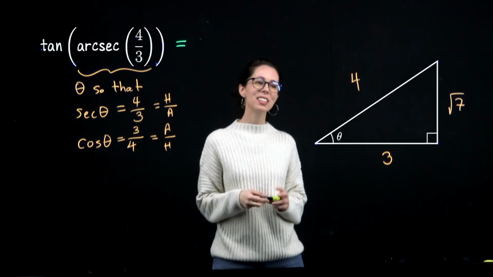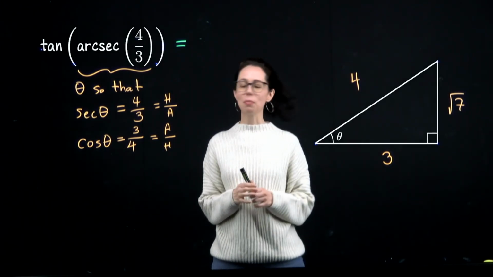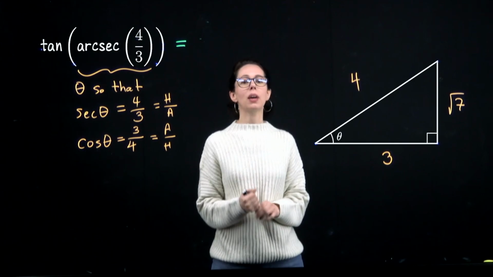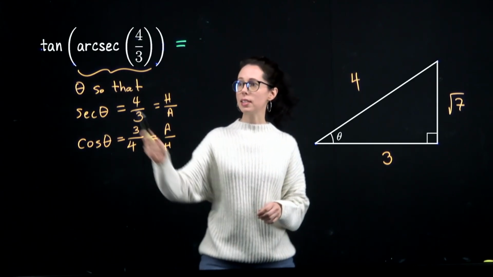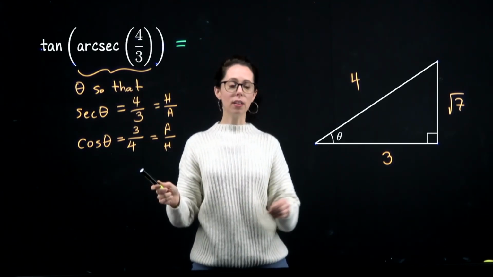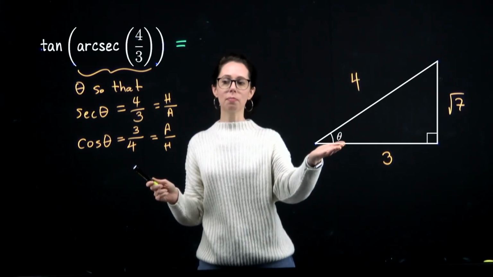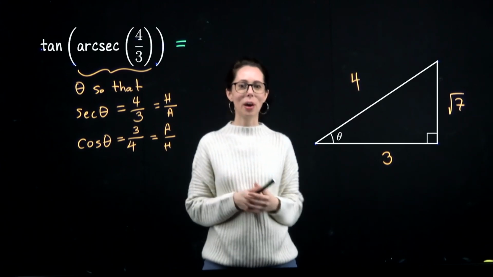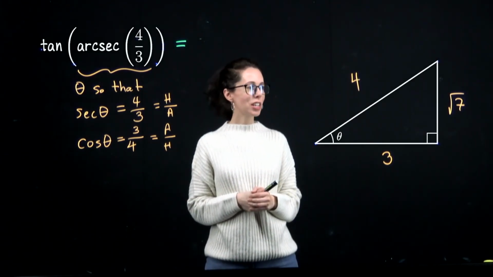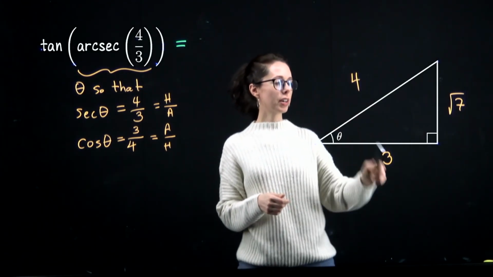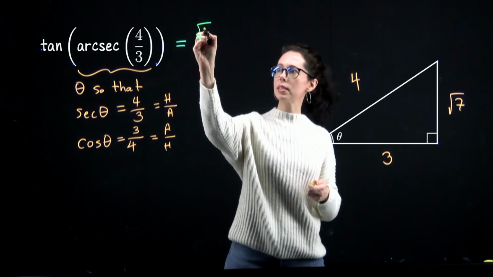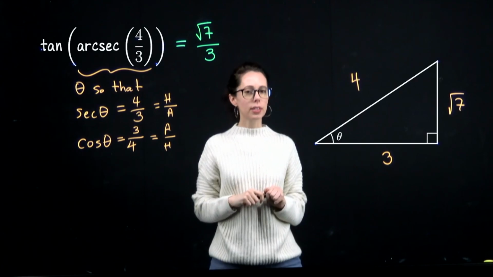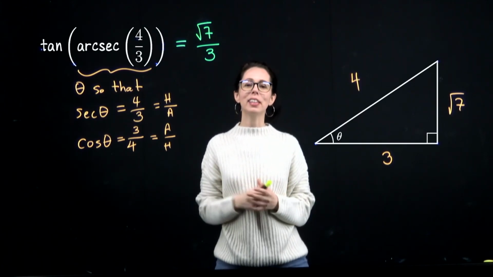There's really nothing else to do once we've set up the 3 sides of this right triangle. We can immediately say what the tangent of this angle is, because this angle is the same angle that we sketched here. We know this because the cosine of this angle is 3/4. Okay. So tangent of this angle is opposite over adjacent. That's square root of 7 over 3. Take a moment to write down sine and cosine of arcsecant of 4/3.